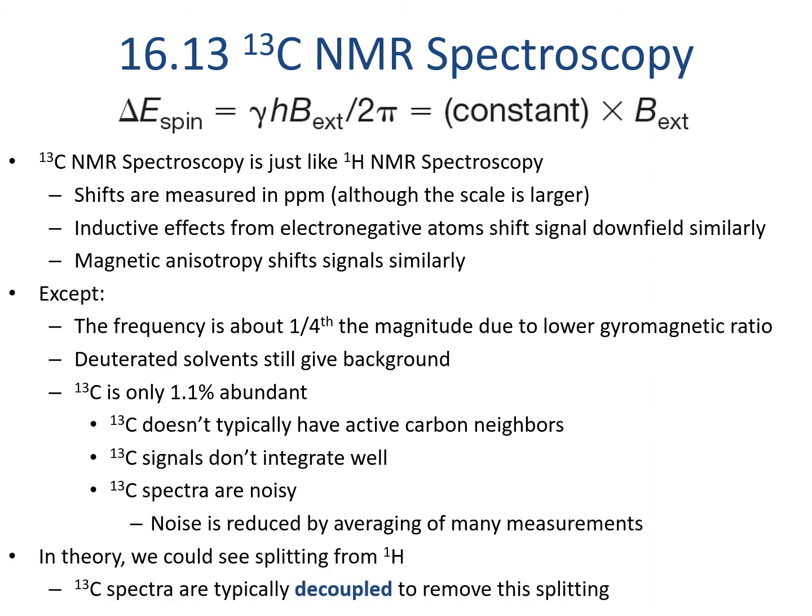In theory, we could still see splitting from protons, because the protons are magnets just like the carbon-13s are magnets. But that makes our spectra actually really complex, and for simplicity, we typically decouple the carbon-13 spectrum to remove the splitting. We essentially saturate all the magnets that are protons so that all the magnets are in the one state, and so that way we'll only see one peak for the carbon-13 spectra.